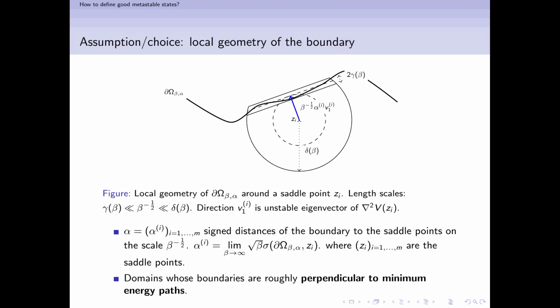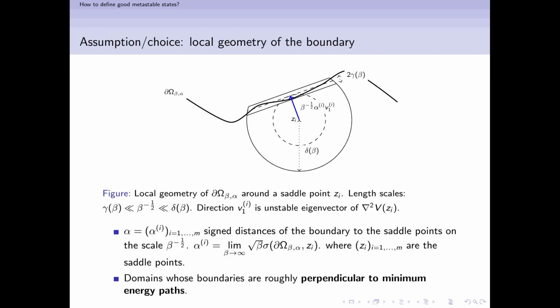Okay, so what we do exactly in our analysis is we look at domains which look like this around saddle points. So what's on this figure? Here you have some saddle point z_i, and this blue vector here is the eigenvector, the negative eigenvector of the Hessian of the potential. So it's the unstable direction. At the saddle point, you have stable directions and one unstable direction. This is the direction of the unstable direction.